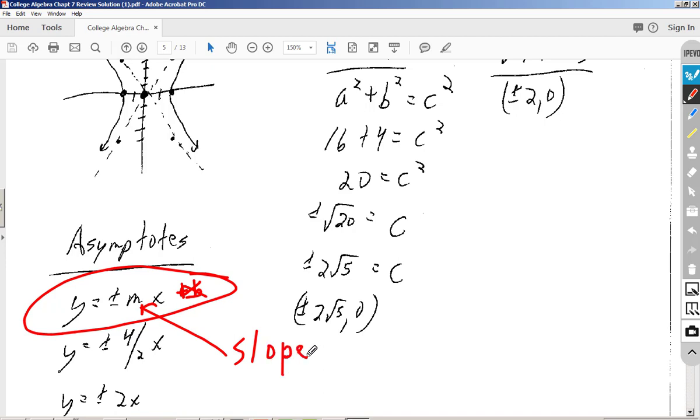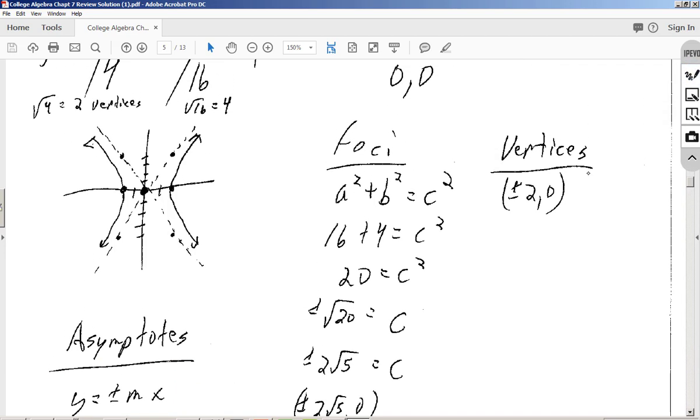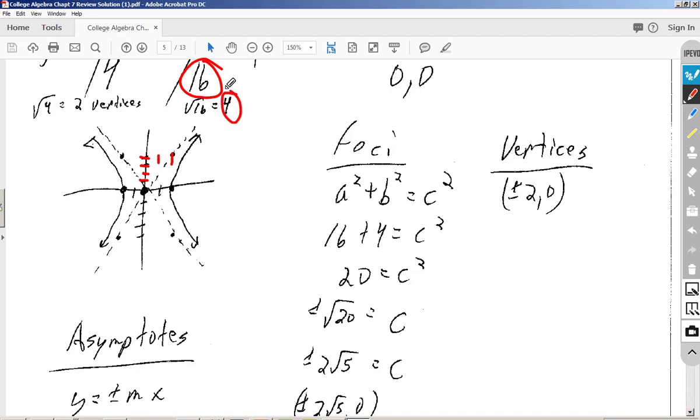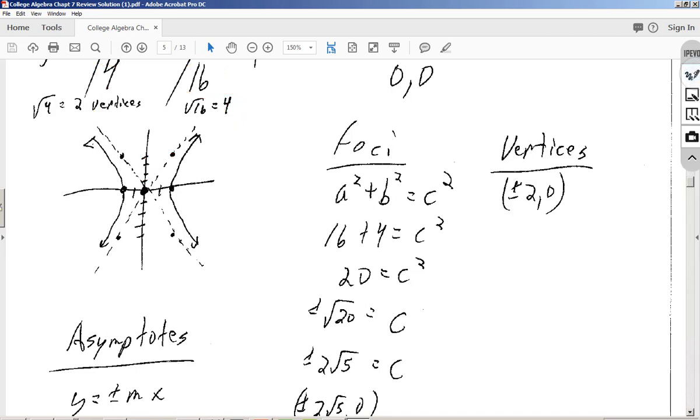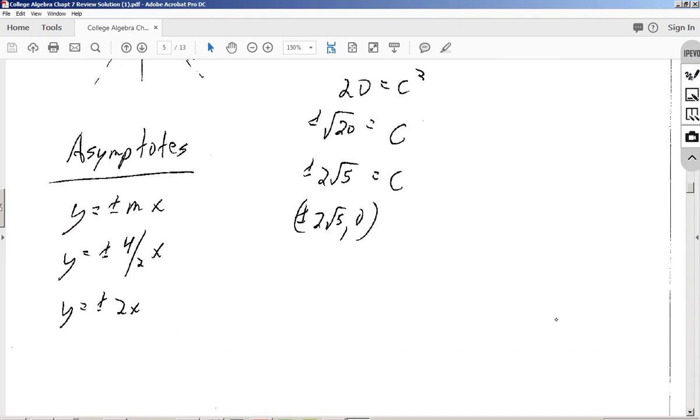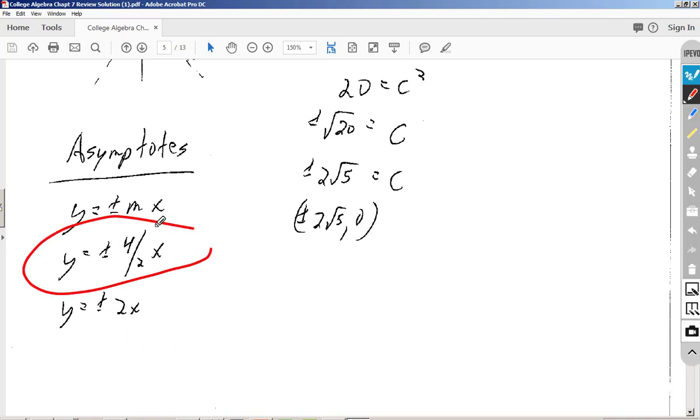You can actually even count it out if you want to, or you can just look underneath your values right here. Notice that to get to my asymptotes, I went up 4 and then I went over 2. So that would be your slope. Or you can just look at this right here. Here's the number underneath y, so that's 4. Here's the number underneath x, that's 2. So I went up 4 and over 2. So I substitute in those values for my slope. I got y equals plus or minus 4 halves x. That simplifies down to y equals plus or minus 2x. So that's your graph, your foci, your asymptotes, and your center for number 6.